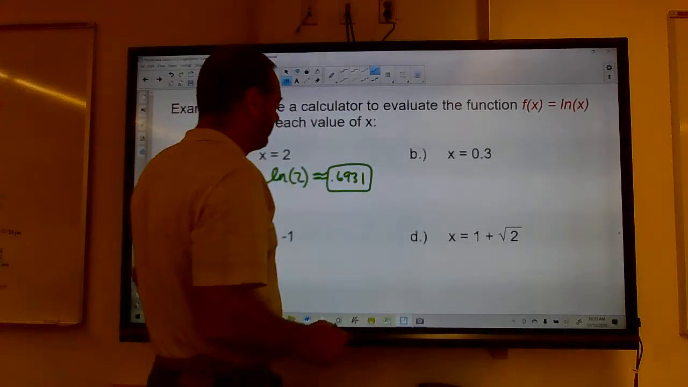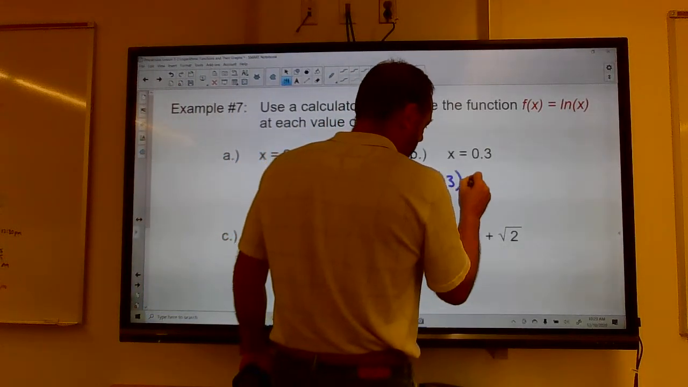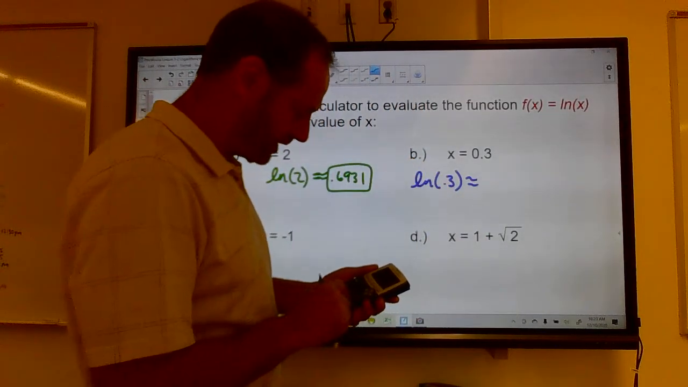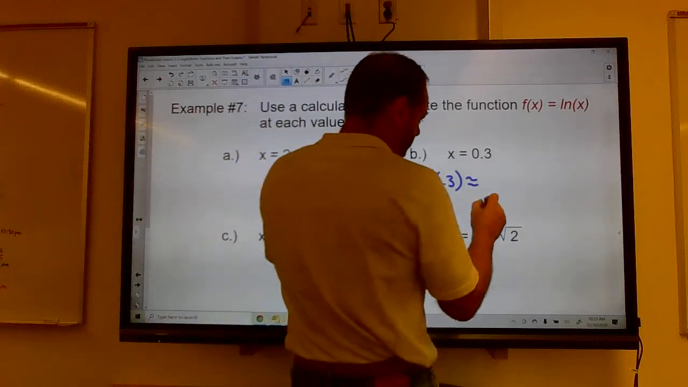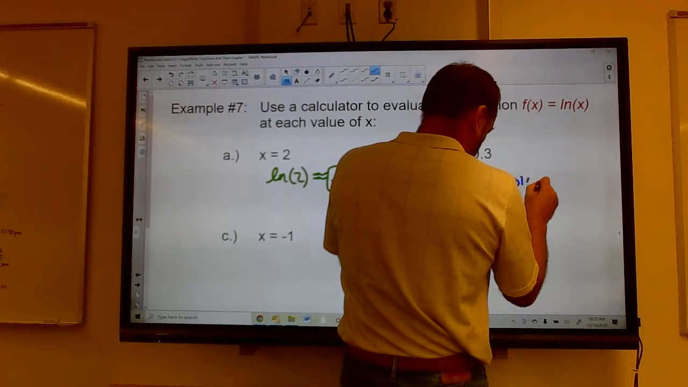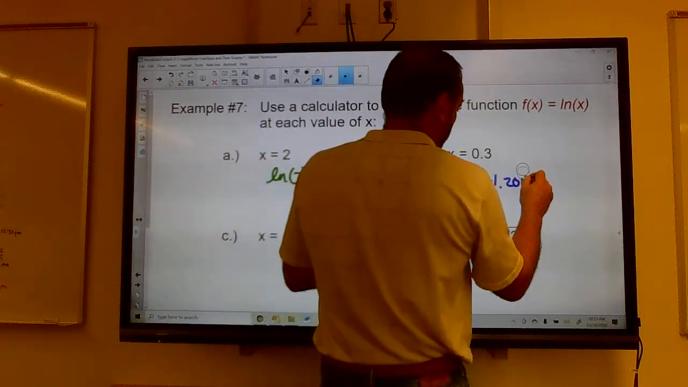Okay, so the natural log of 0.3 is approximately, so I push my natural log key, 0.3, and I get about negative 1.2040, if I round it.